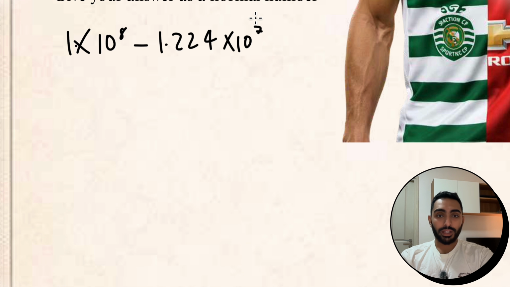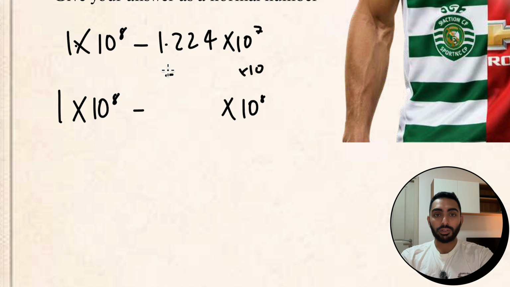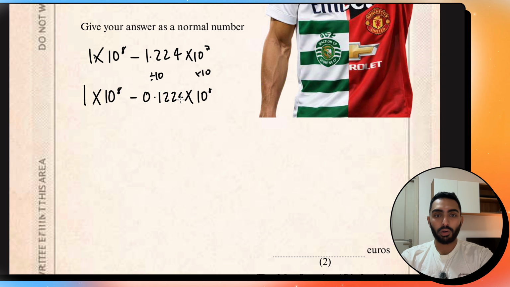And normally what I do is I get the smaller power to become bigger. So I'm going to keep this one as the same, 1 times 10 to the 8. Minus, it's going to become 10 to the 8 here also. That means I've times by 10 here. I need to do the opposite of that. I divide by 10. It'd be 0.1224 times 10 to the 8. And then we work out what that would be.